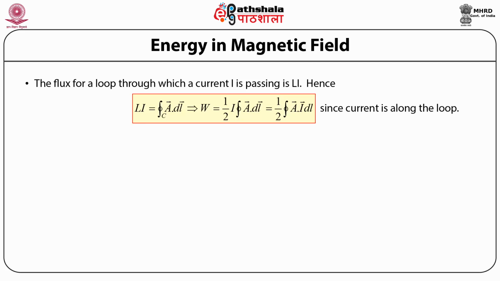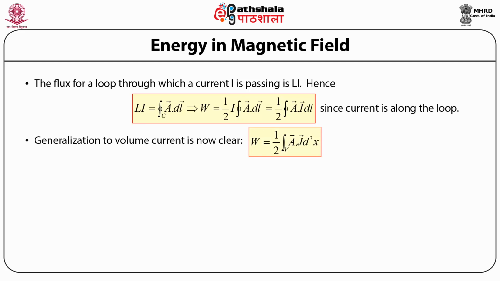Using this substitution, we can finally write down the total work done as W equal to half times the volume integral over the volume element d cube x of the vector potential A dot the current density J, where the dot represents the scalar product between the vector potential A and the current density J. And here we have used the definition of the current density, by which the current can be written as the integration of the current density over the surface with the surface element dA.